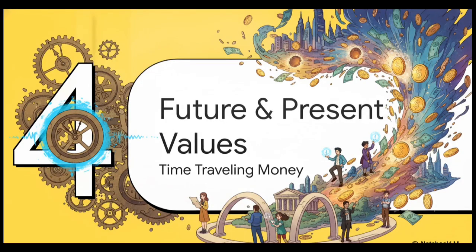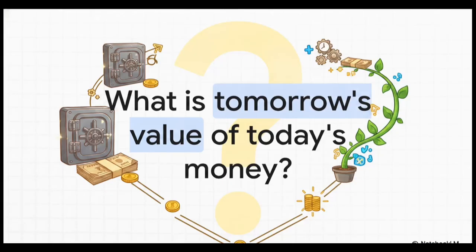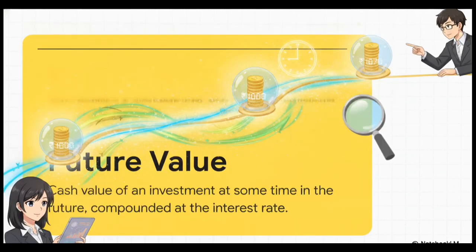All right, that brings us to section 4, future and present values, time traveling money. Okay, now we transition to what is easily the most critical segment for your exams. The crucial question we have to ask is, what exactly is tomorrow's value of today's money? Think about it. If you lock away 100 rupees in a physical vault today, it's just going to be 100 rupees tomorrow. Nothing changes. But if you put it to work in the real world with interest, well, the reality totally changes.